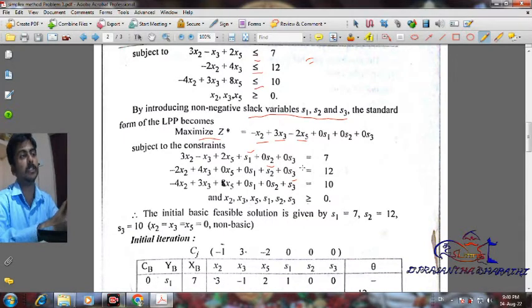After introducing these slack variables in the three constraints, we have to add these slack variables with zero coefficients in the objective function.